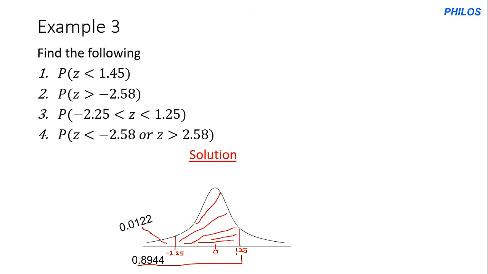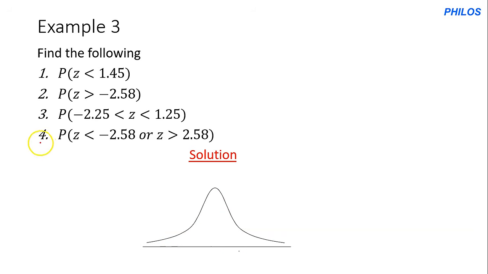Okay. But remember, I told you to get a between, it should be the difference between the left of the two of them. Okay. So that will be 0.8944 minus 0.0122. And that will give us 0.8822. So the answer to question 3 is 0.8822.